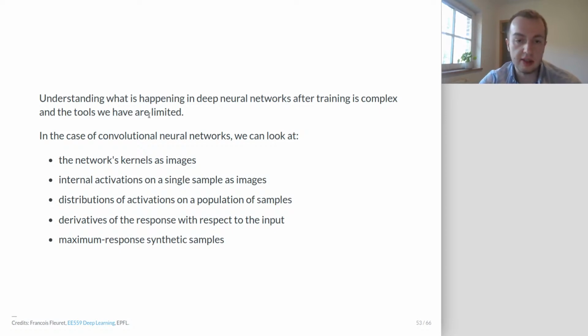So a first way to do that is to look simply at the convolutional kernels that are learned, and to look at them simply as images. And from this, we can already learn a lot. Another thing that we can do is to look at internal activations on a single sample as images. By that, I mean you would look at simply the feature maps that are computed inside the network, and you would look at them really as images. And from this also you can gain insight.